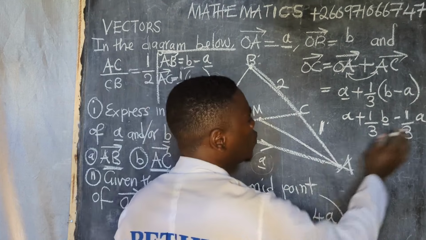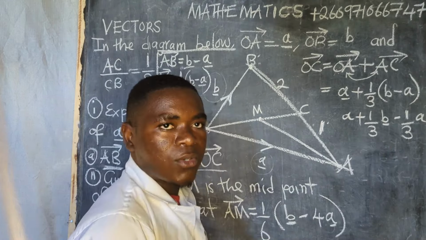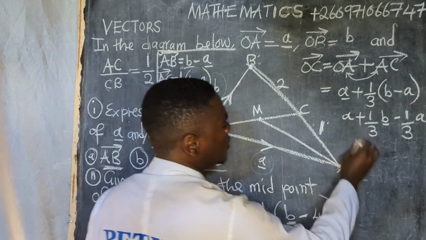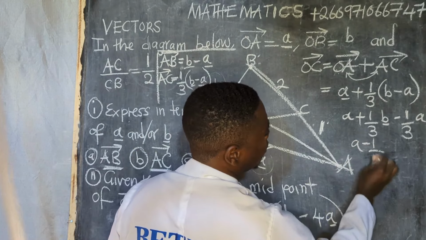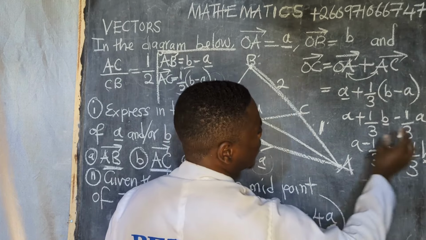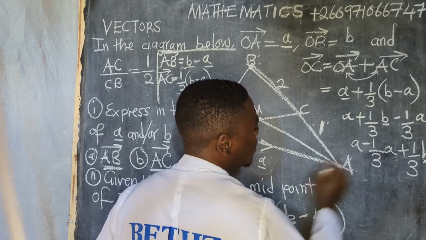So from here, you group the like terms together. How can you group the like terms together? This is A. This is minus 1 over 3A. Then plus 1 over 3B. So this one goes this side. Then I group this. This can be simplified. That's the same as what?